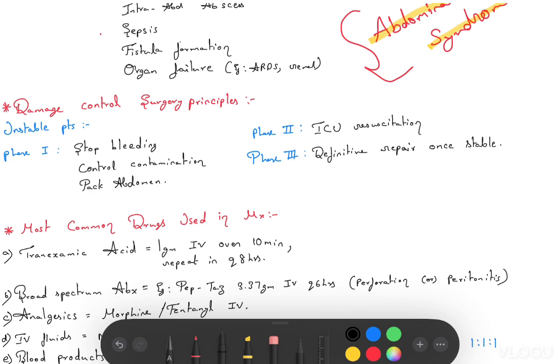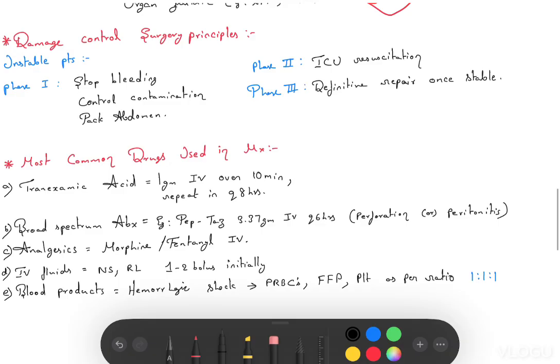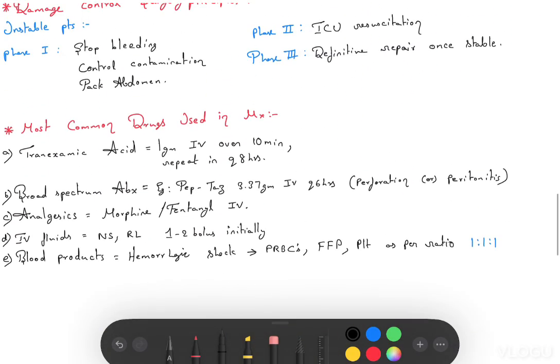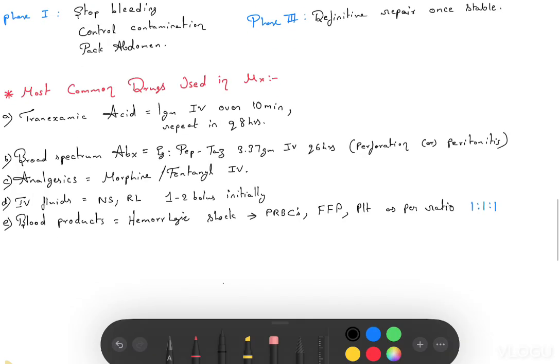Next one: angioembolization for stable bleeding, damage control surgery in unstable patients, balanced blood transfusion, and tranexamic acid is the best drug. You can see here the most commonly used drugs in management, the first one being tranexamic acid. This tranexamic acid is best if given within 3 hours of injury.